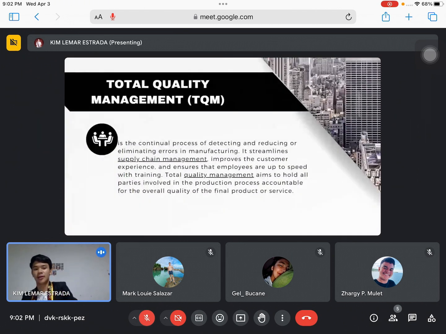Total quality management, or TQM, is a continual process of detecting and reducing or eliminating errors in manufacturing. It streamlines supply chain management, improves the customer's experience, and ensures that employees are up to speed with the training. Total quality management aims to hold all parties involved in the production process accountable for the overall quality of the final product or service.